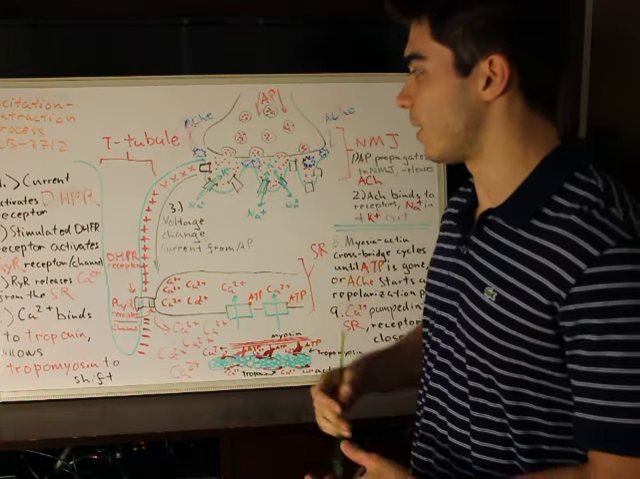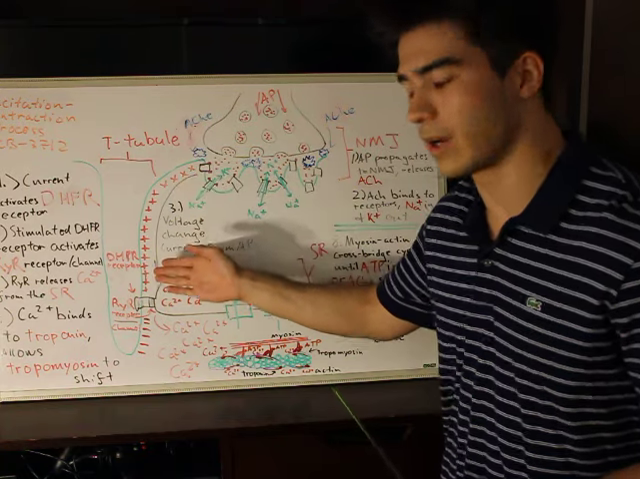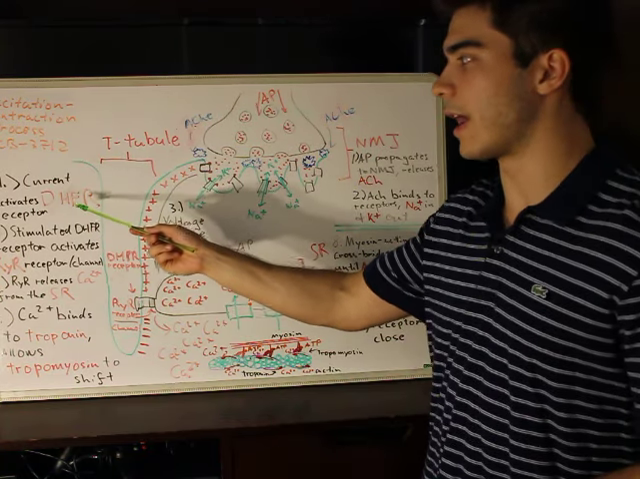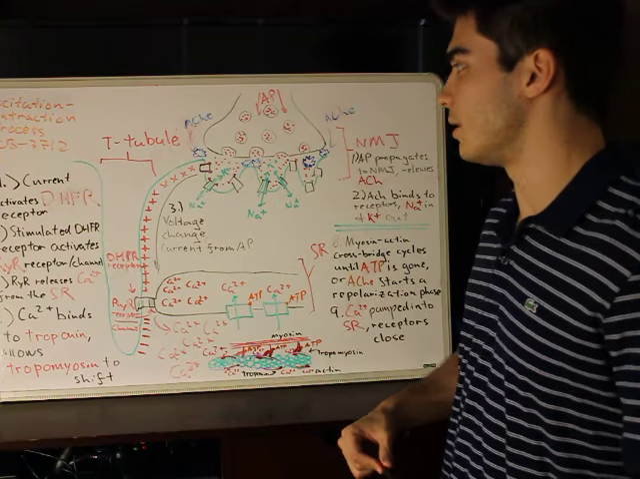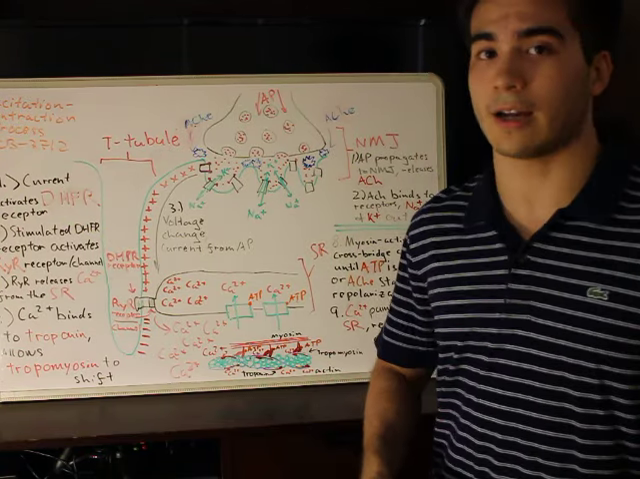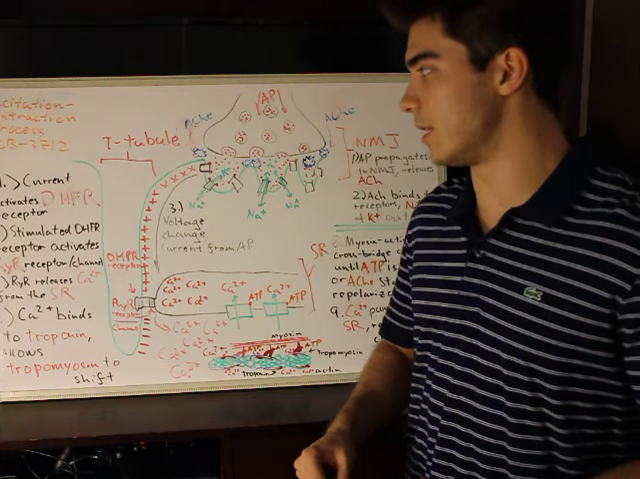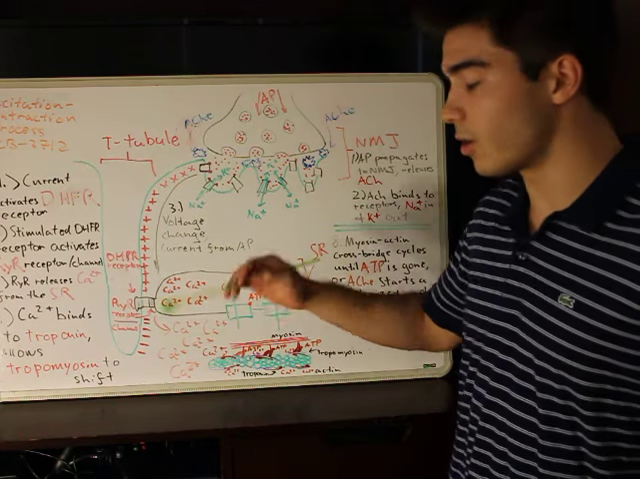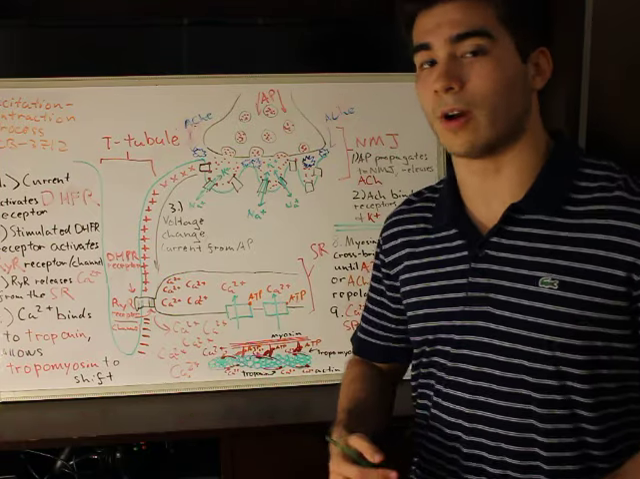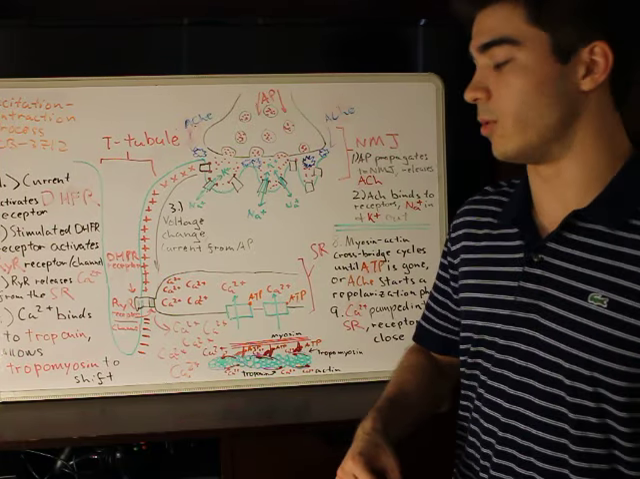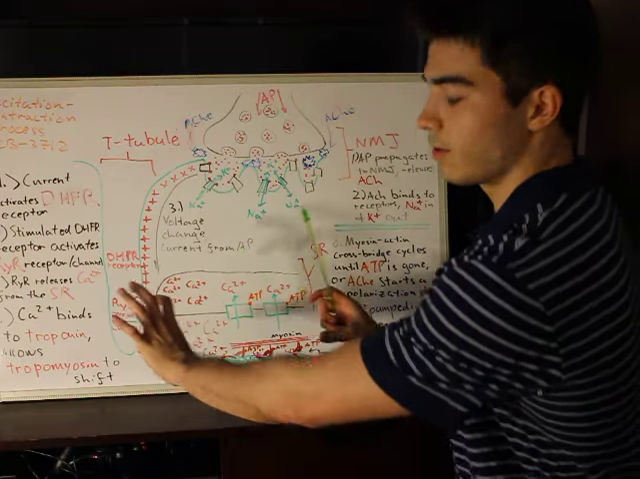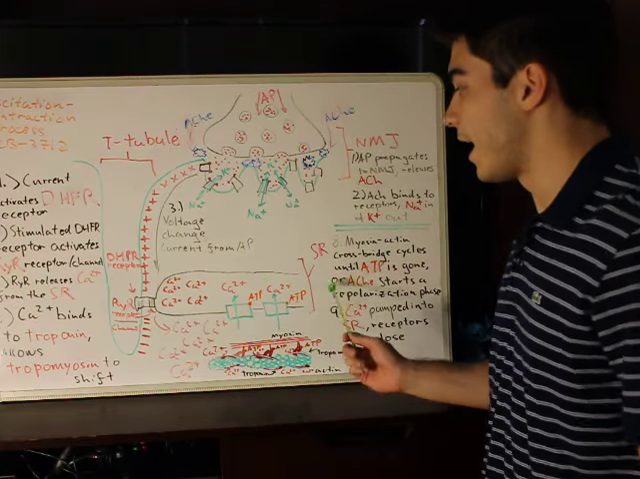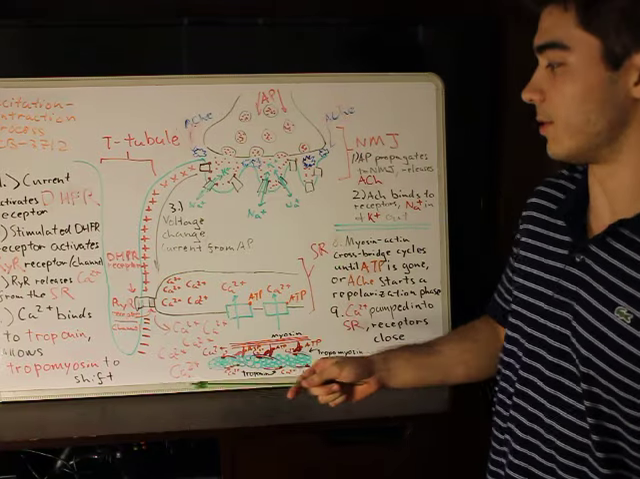It reverses the polarities, causing it to be much more positive on the inside, and then the current activates the DHPR receptor, or dihydropyridine receptor, which in turn activates the ryanodine receptor channel, which basically uncorks this sarcoplasmic reticulum wine bottle and pours out all of the calcium that was stored in there.